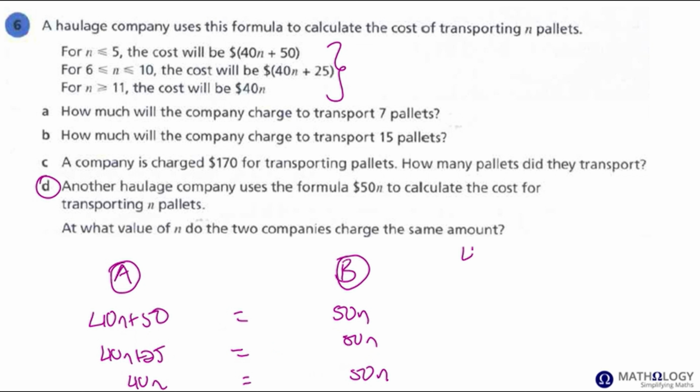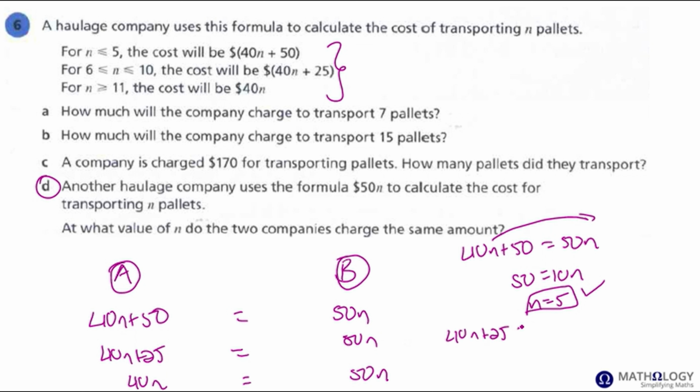Now, 40n plus 50 equals 50n. Taking that across there will give us 50 equals 10n, n equals 5. So that's a natural number, so that obviously works. And we're just going to check the others as well. 40n plus 25 equals 50n. Taking that across there, 25 equals 10n. n is 2.5. You can't have half a pallet, so that's not applicable.